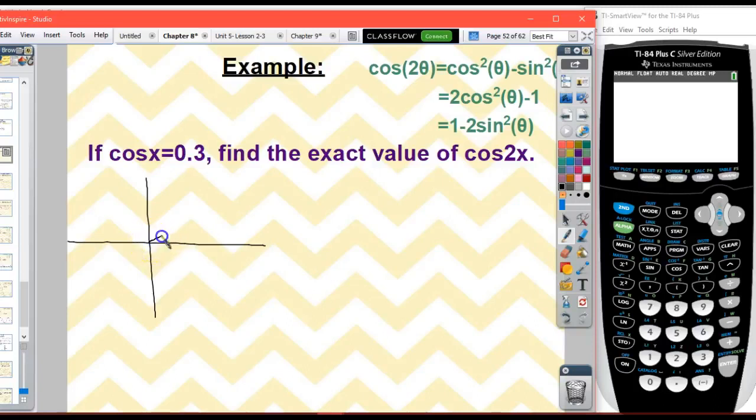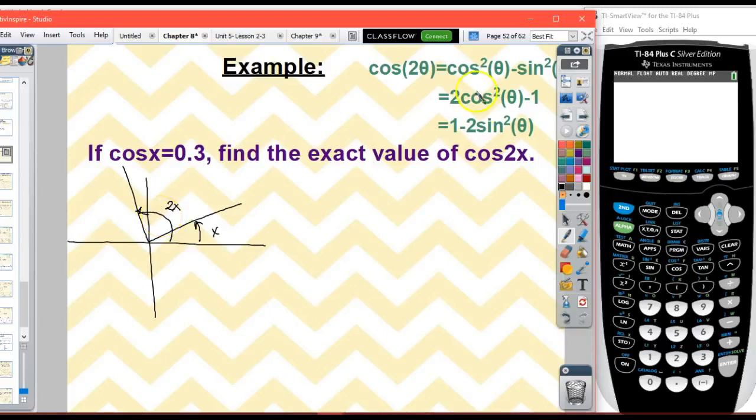So I'm just going to go ahead and draw this in the first quadrant, and we'll call this angle x. I want to find the exact value of the cosine of twice that angle. So wherever this angle is, twice of that would be somewhere around here, and I'm not drawing this to scale. So this would be 2 of whatever this angle x is. Well, I know that the ratio for cosine at this angle is 3/10, and so I want to find the exact ratio for this 2x angle.